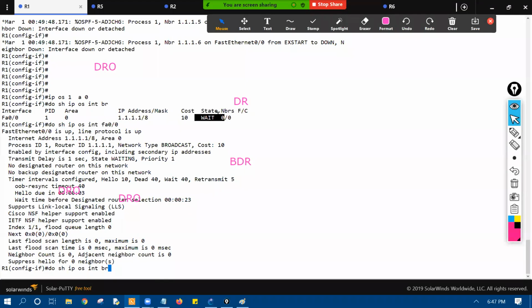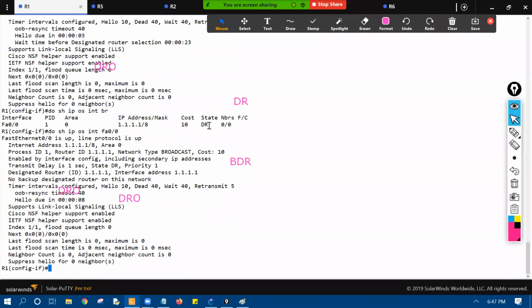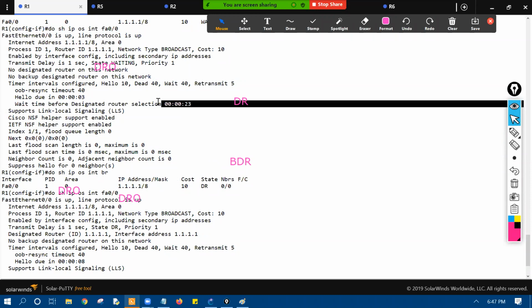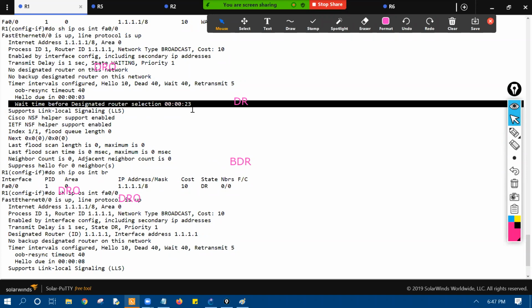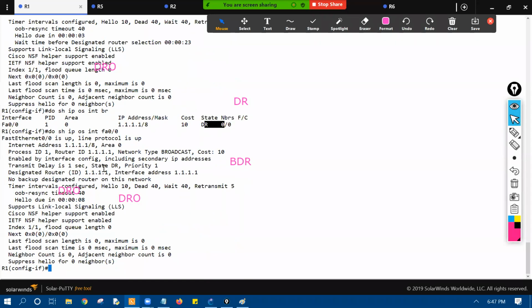Let's do show IP interface brief. And now he's saying that I'm the DR. Previously the state was waiting because it was selecting who will be the DR and BDR. The timer is running, 23 seconds, just wait, because that's 40 seconds by default. Once the 40 seconds has completed, he declares I'm the DR of this domain.